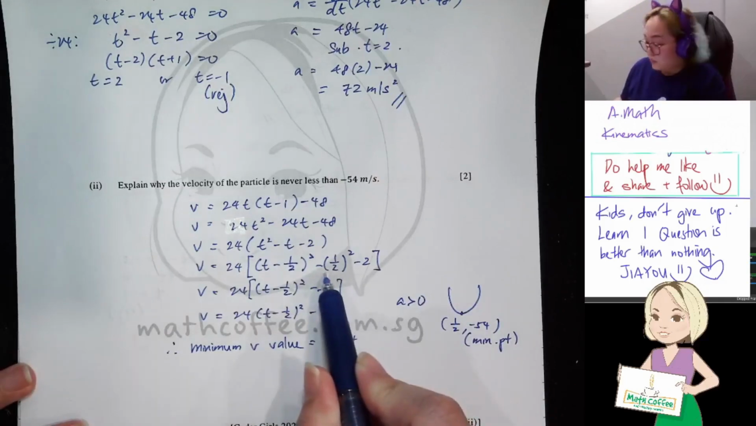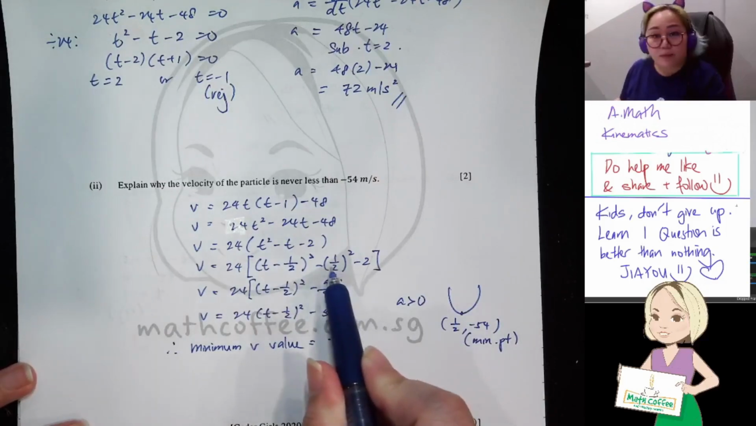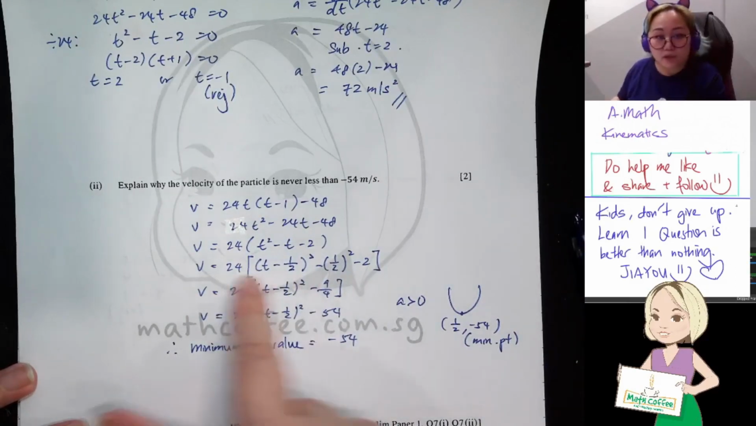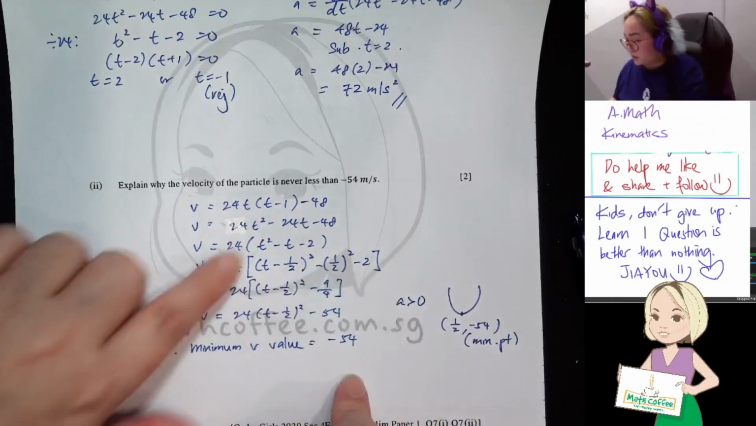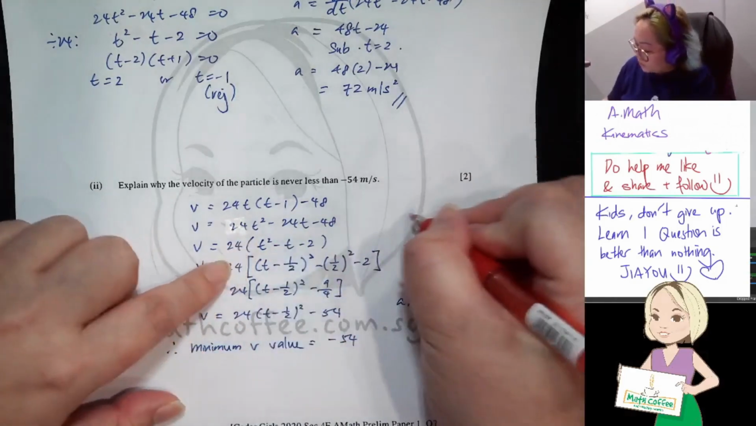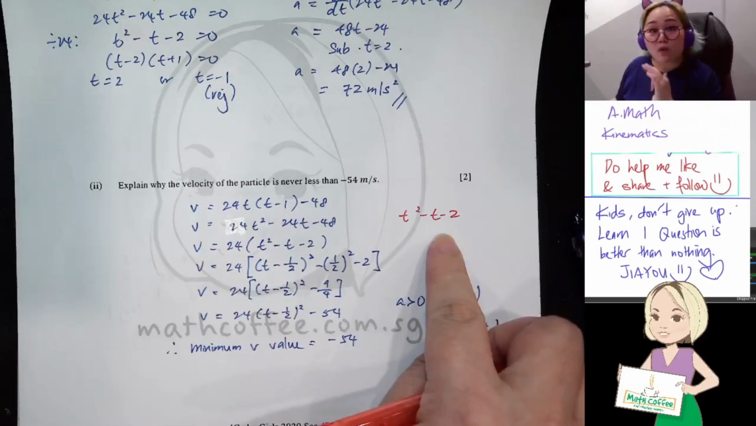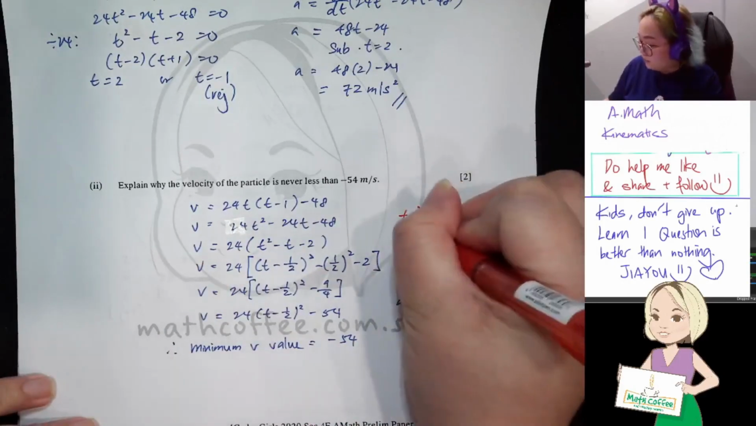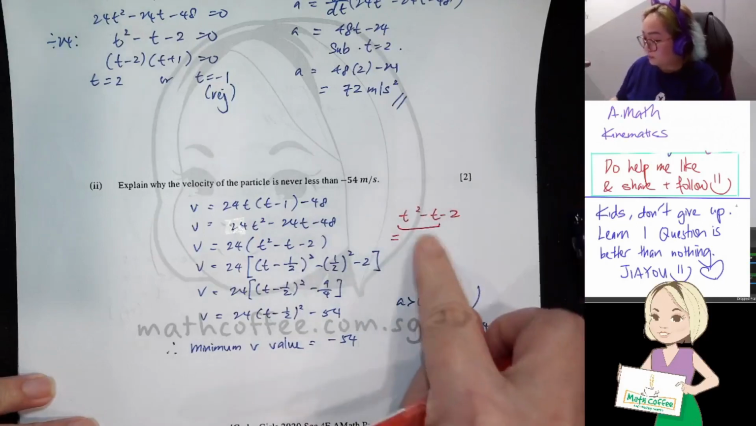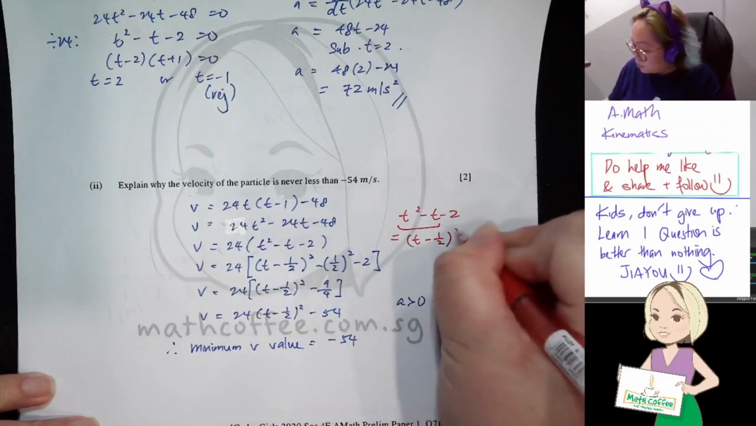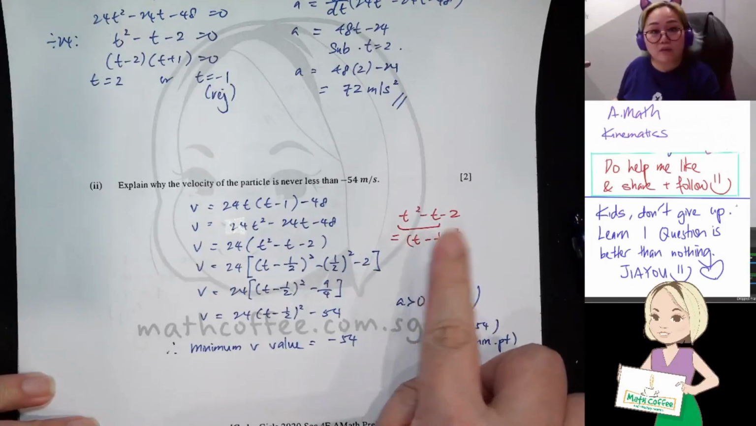This part? No, the minus should not be inside the bracket. Okay, let me explain a little bit about completing the square. So actually what we are doing is, let me show this one. When I have t squared minus t minus 2 and want to change it into the completing square form, this part becomes (t minus half) squared.